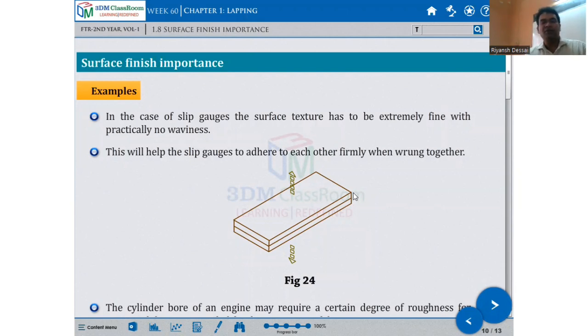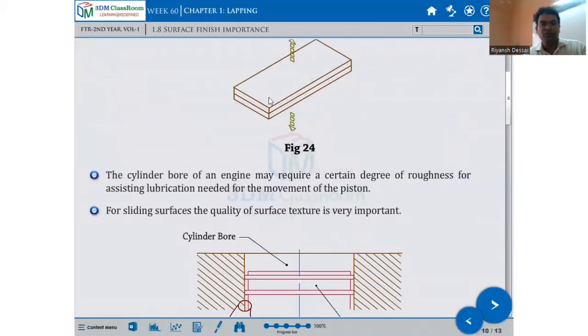Second, this will help the slip gauges to adhere to each other firmly with a ringing together. The surface has this finish. So this is the example given. The cylindrical bore of any engine may require a certain degree of roughness for assisting the lubrication needed for the movement of the piston. Now a slip gauge example is given, which requires a very smooth surface. There will be no waviness or roughness.